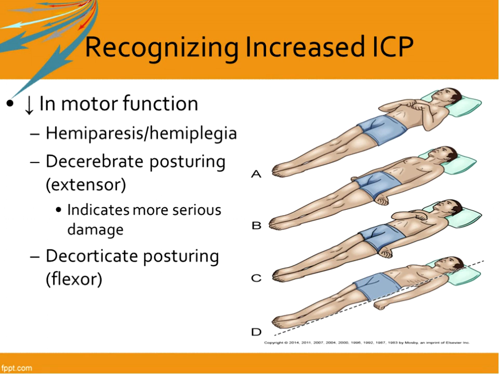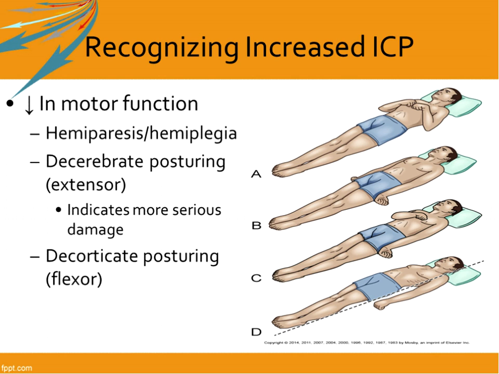Now that middle one, C, shows you mixed posturing. You can see that you've got a decorticate response on the right side. See how that right arm is flexed up, everything coming to the core of the body. Then on the left side, you've got a decerebrate response. See how that's different? That last one is hard to see.